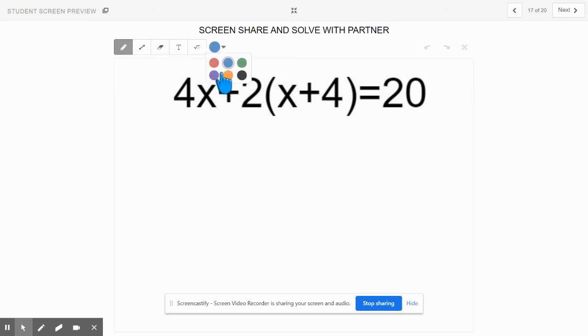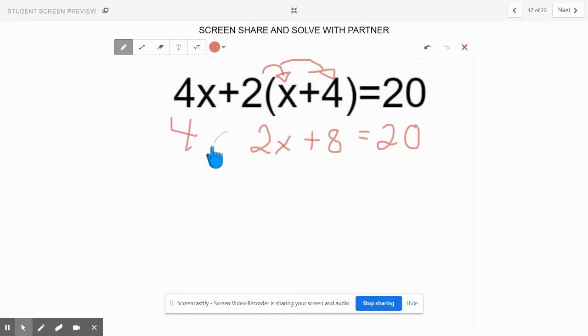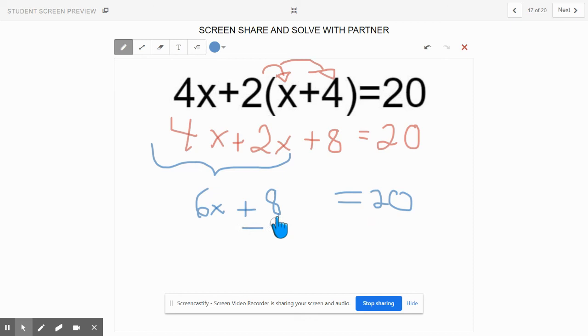All right, what about here? It says screen share. Obviously, this is what I used in class. I'm not here today, so you're going to go ahead and do it on your own. Remember, 2x plus 8. I'm going to bring down the 20. My 4x is coming down right here too. Now from here, don't forget, 6x. All right, and you're going to keep on going. Then you're going to subtract 8, and you're going to finish the problem off, okay? All right, you're going to get 6x equals 12.